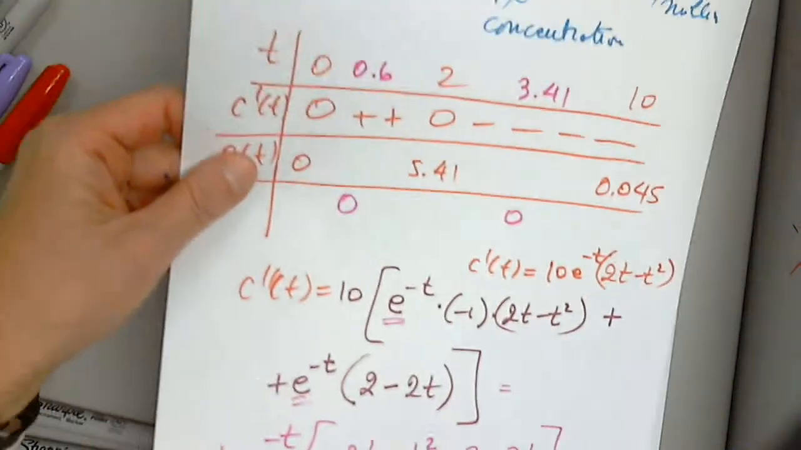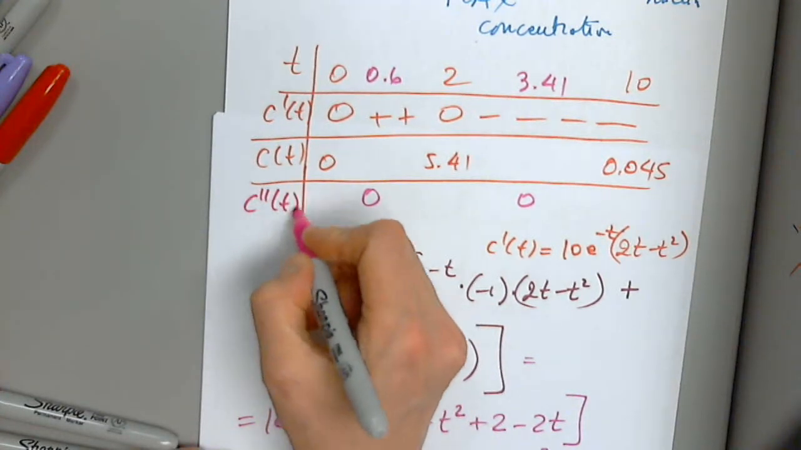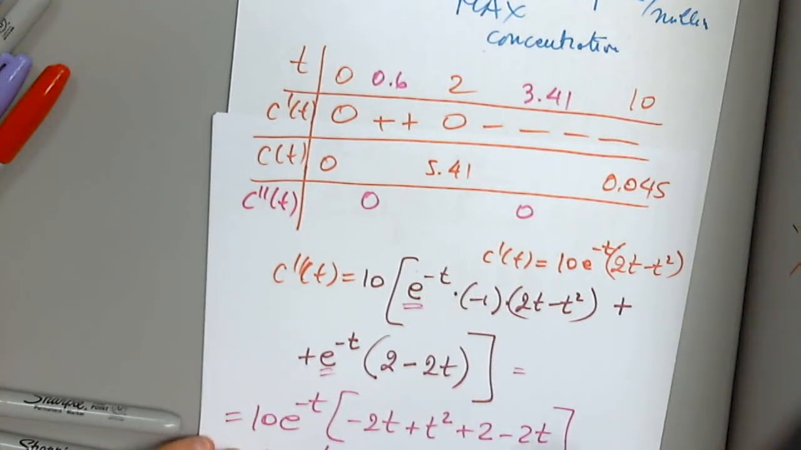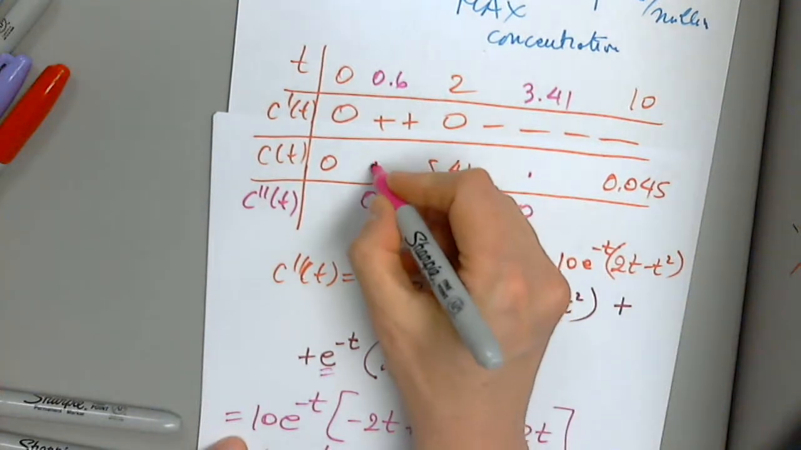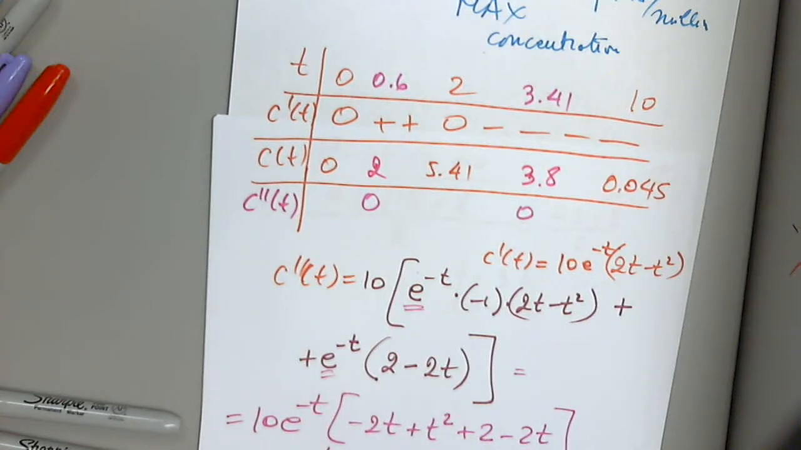So this is the second derivative. I have to determine this value and this value, but that's okay. I can go back to the table and plug in 0.6 and plug in 3.41 because I need those numbers. So I'm going to say 2 and 3.8. Because I still had the function in there. Okay.